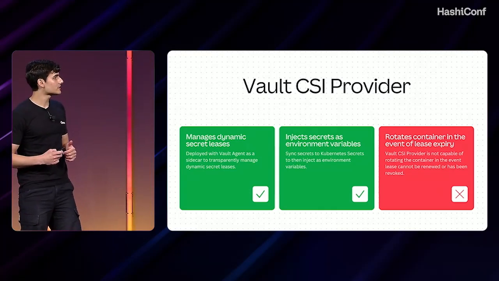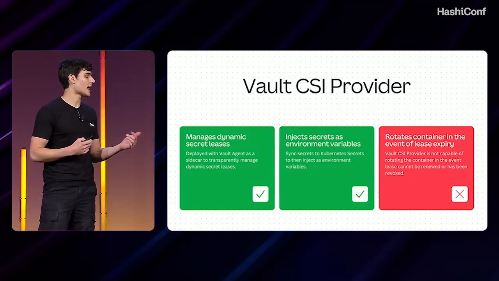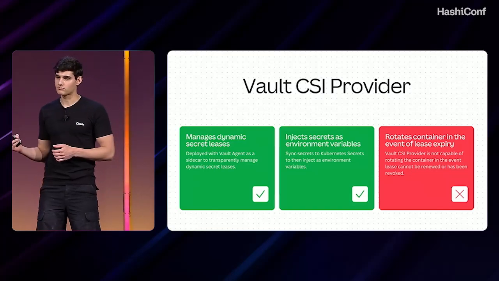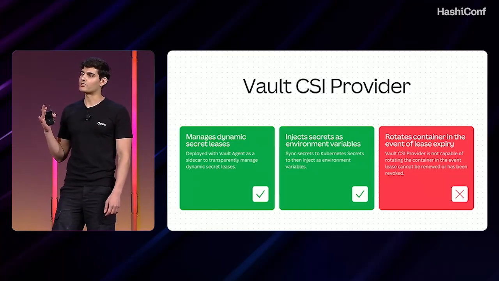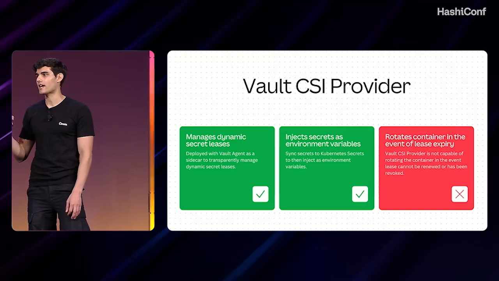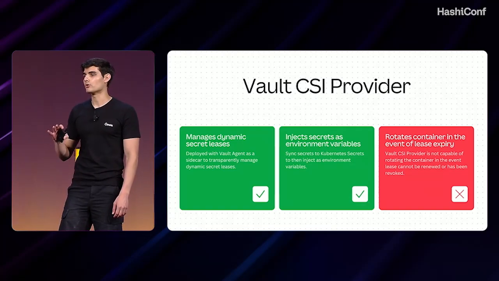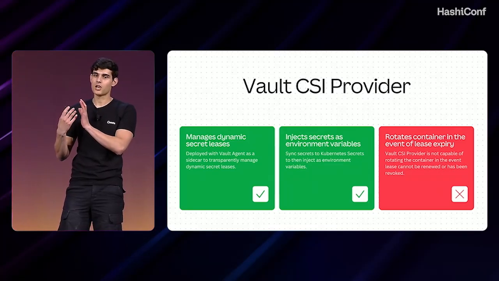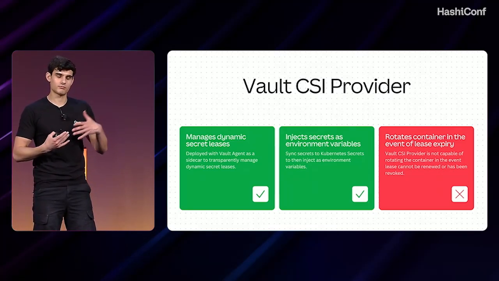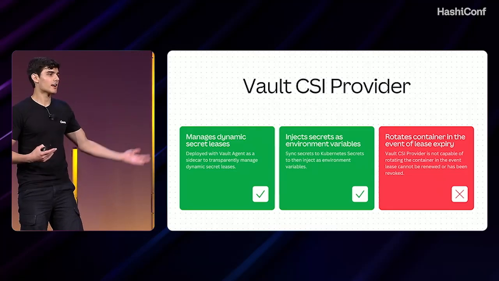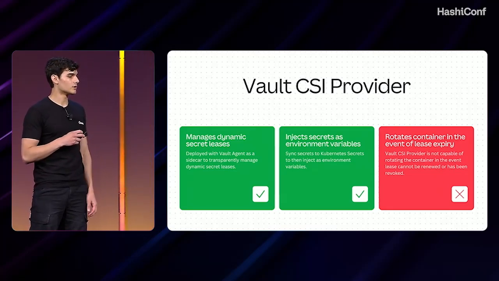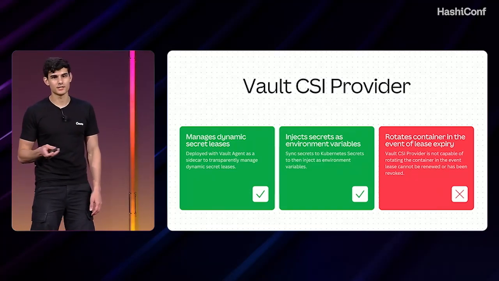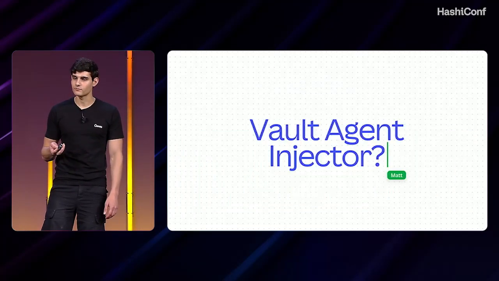For dynamic secrets, it can be deployed with the Vault agent as a sidecar to transparently manage dynamic secret leases. So that's 2 ticks. However, it is not capable of actually rotating containers in the event that a lease cannot be renewed or has been revoked, so it can't actually intervene in those circumstances, so there's the potential that we'd end up with a metrics outage, which meant that, unfortunately, the Vault CSI provider was a non-starter for this migration with only 2 of the 3 capabilities that we required.